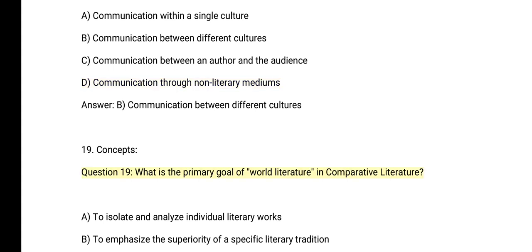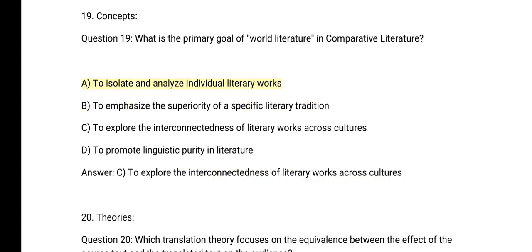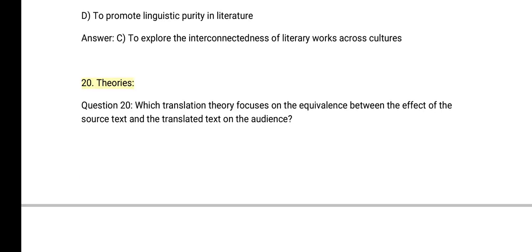19. Concepts. Question 19. What is the primary goal of world literature in comparative literature? A. To isolate and analyze individual literary works. B. To emphasize the superiority of a specific literary tradition. C. To explore the interconnectedness of literary works across cultures. D. To promote linguistic purity in literature. Answer: C. To explore the interconnectedness of literary works across cultures.